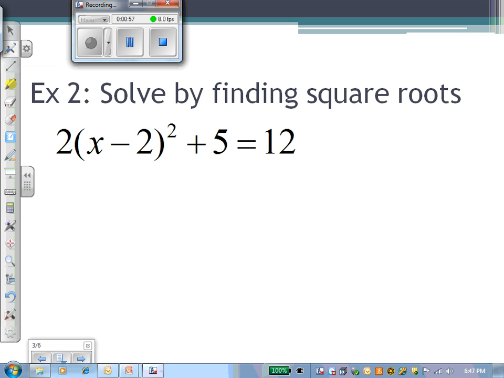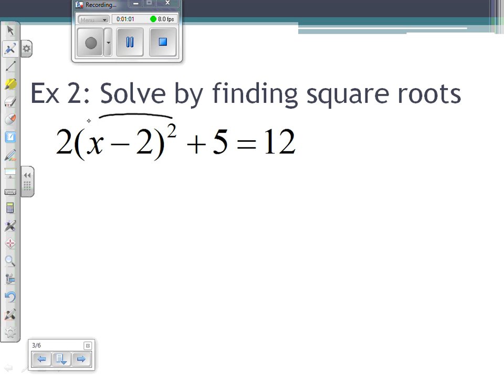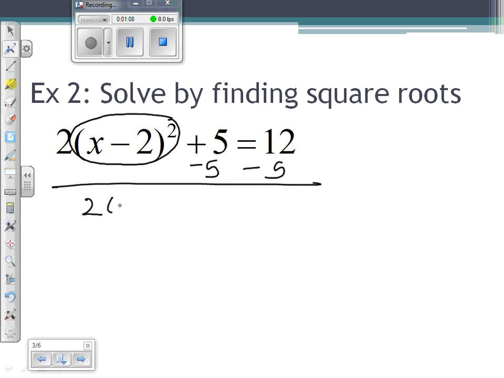Okay, this next problem is asking us to find square roots. So what we actually want to do is we want to get this part alone. So we're just going to move everything over. So we're going to just subtract the 5 to both sides. So you're going to get 2 times (x minus 2) squared is equal to 7, divided by 2 both sides. I'm going to get (x minus 2) squared is equal to 7 halves.